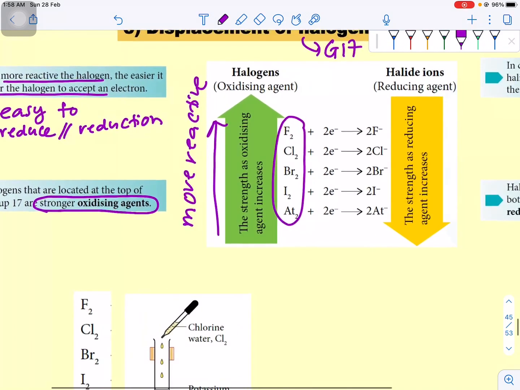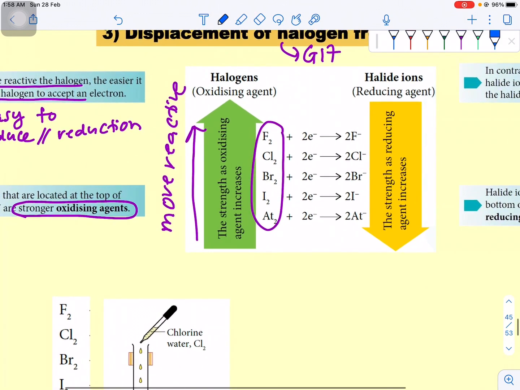Whereas for the halide, as we know, the redox reaction complements each other. So if there is oxidation, there must be reduction. So if the one on top is easy to gain electron, then this time for the halide, the one at the bottom, which is astatide, is more easy to donate electron. So this one is more easy to donate for the bottom. If the halogen is more reactive, the higher one is more easy to gain.